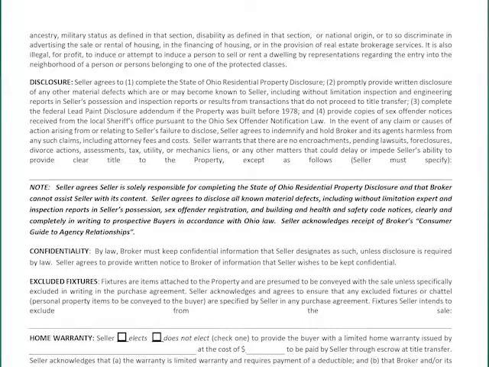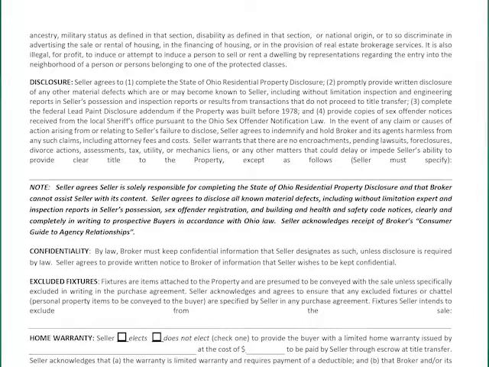These are items attached to the property and are presumed to be conveyed with the sale unless excluded in writing. Seller acknowledges and agrees to ensure that any excluded fixtures or chattel, personal property, not to be conveyed to the buyer are specified by the seller in any purchase agreement. Fixtures seller intends to exclude, and then you're able to list what those are.